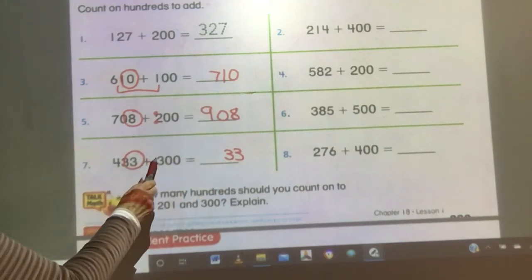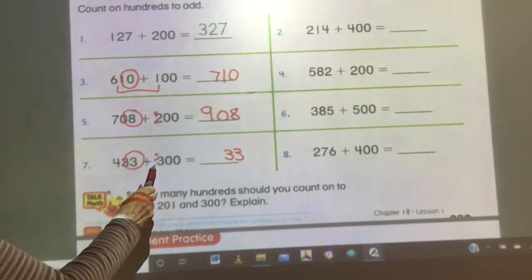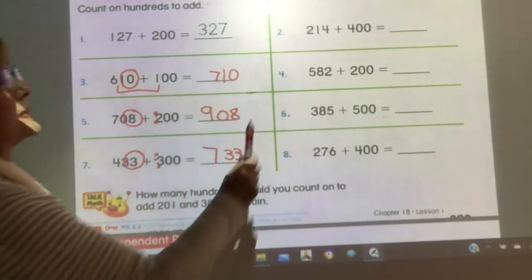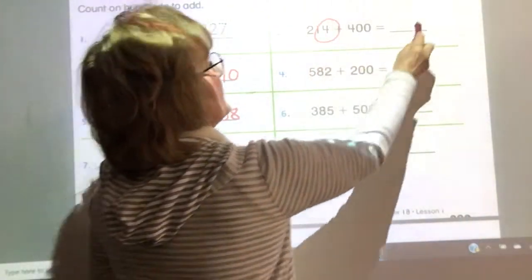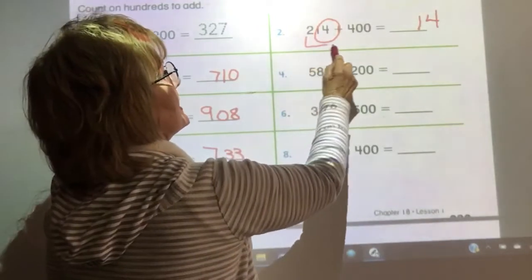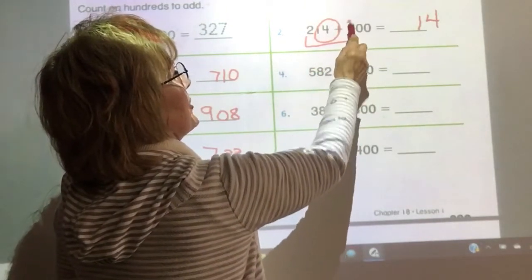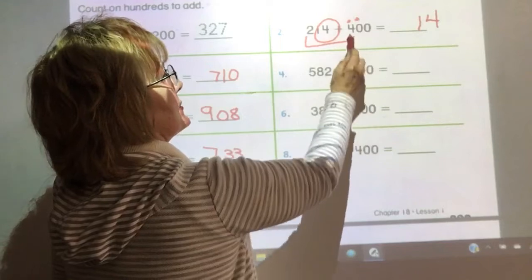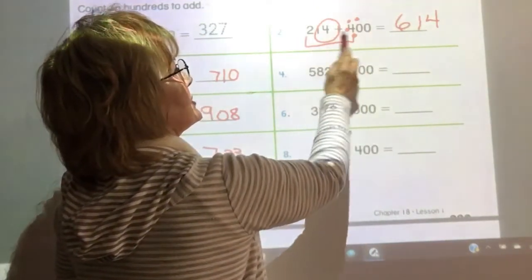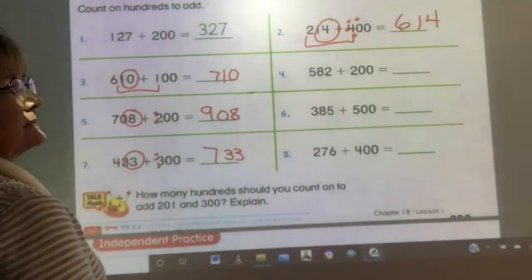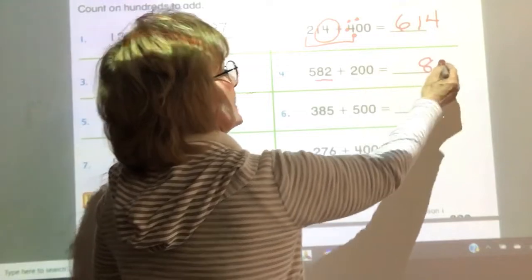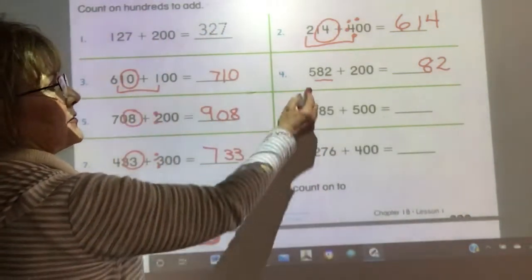433, 533, 633, 733. Okay? I don't think that's cheating. That's what I would do. 214, 314, 414, 514, 614, or 2 plus 4 is 6. You see your 82? That does not get affected by adding zeros.